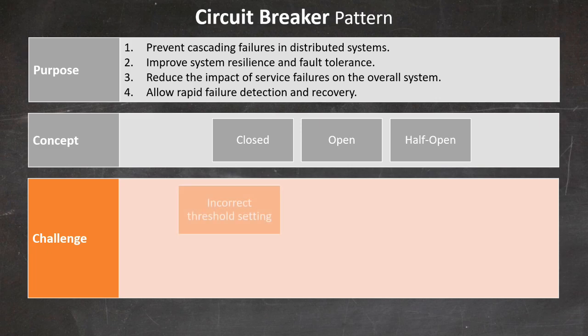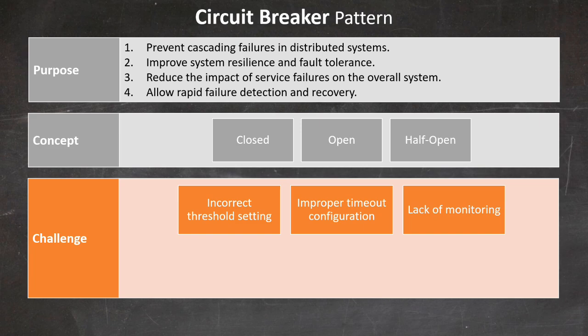First common mistake is setting the failure threshold too low or too high, which can lead to premature tripping or delayed response to failures. Next is failing to set appropriate timeouts, that can result in resources being held unnecessarily or premature request termination. Third, it's the lack of monitoring. Not implementing proper monitoring and alerting for circuit breaker state changes can indeed lead to undetected issues. Then, we have ignoring partial failures. Focusing only on complete service failures and neglecting degraded performance scenarios.